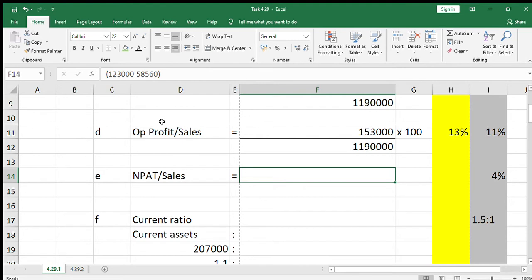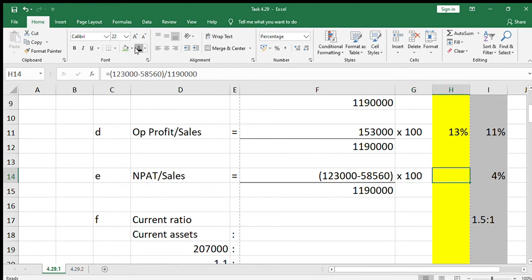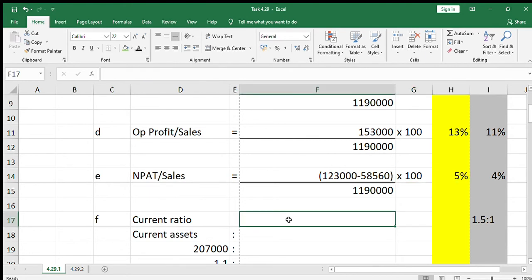So if you look at our income statement, we've been given the net profit before tax of 123,000. We need to subtract the tax of 58,560 to get net profit after tax. We're going to divide it by the same sales figure we've been using above and multiply your answer by 100 to calculate it. Okay, so that gives us 5%.